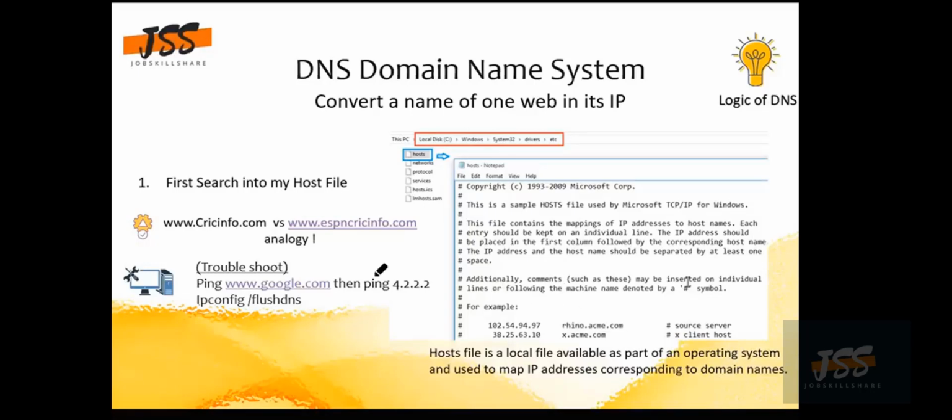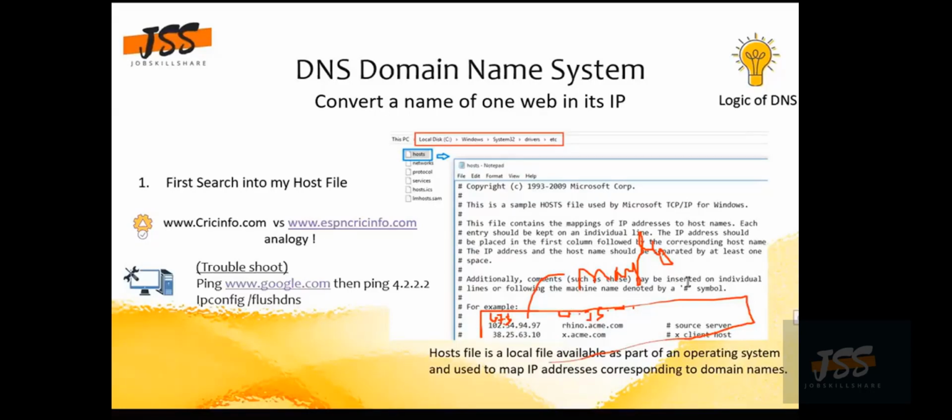But for this host file, this information is not populated automatically. You have to manually type it. Let's say you type www.jobskillshare.org here, and you can correspond it with the public IP, let's say 67.5 or something.